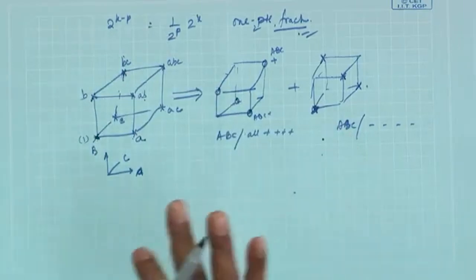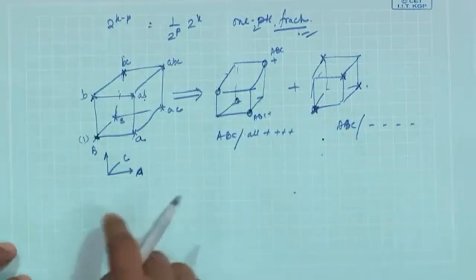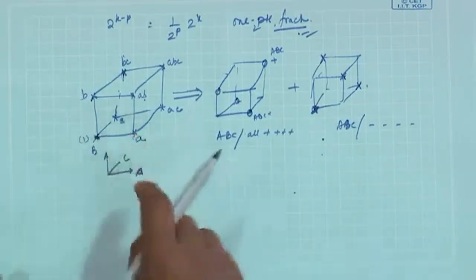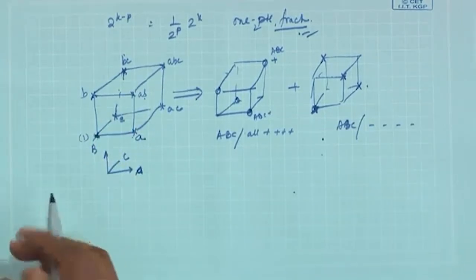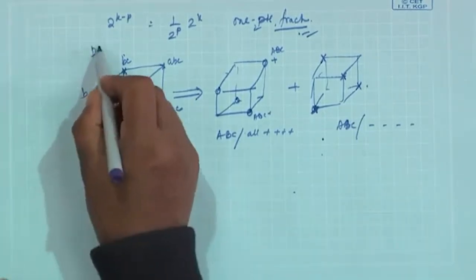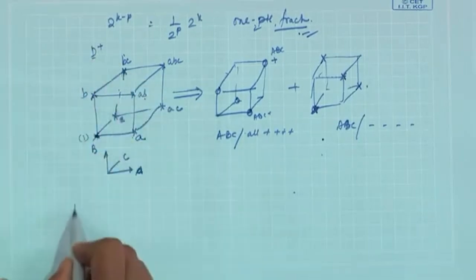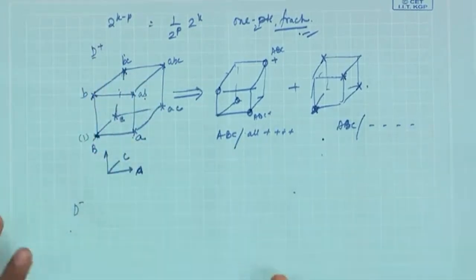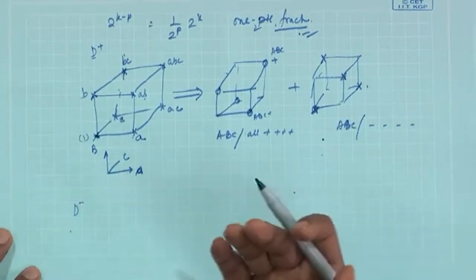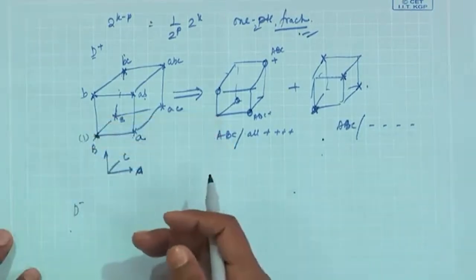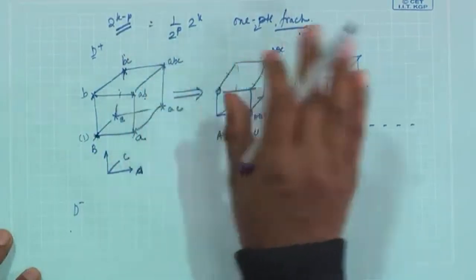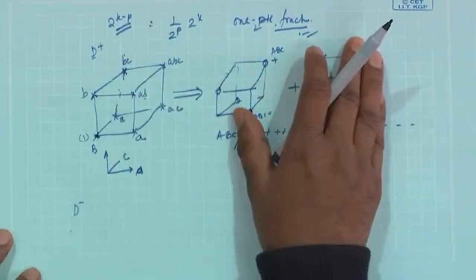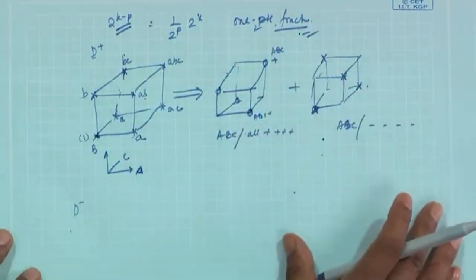Now, if you say 1/2 of 2 to the power 4, then what will happen? There will be one more factor D, and suppose this is for D positive, similarly another one will be for D negative, and you will be doing it. So, in general when you make it 2 to the power k minus p, that is known as 2 to the power k minus p fractional factorial design.